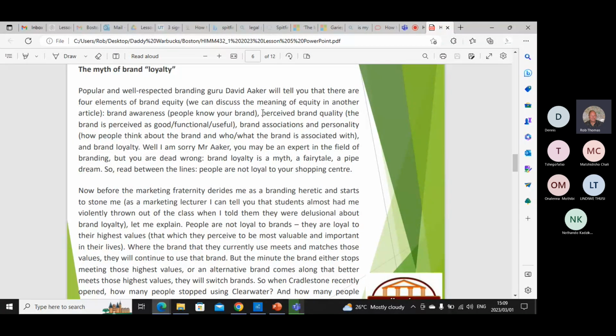Okay, so the myth of brand loyalty. Popular and well-respected branding guru David Aaker will tell you that there are 4 elements to brand equity. Okay, and we can discuss the meaning of equity. This is an article that I wrote. So in another article, brand awareness, so people know your brand. Perceived brand quality, the brand is perceived as good, functional, useful. Brand associations and personality, how people think about the brand and who or what the brand is associated with. And brand loyalty.